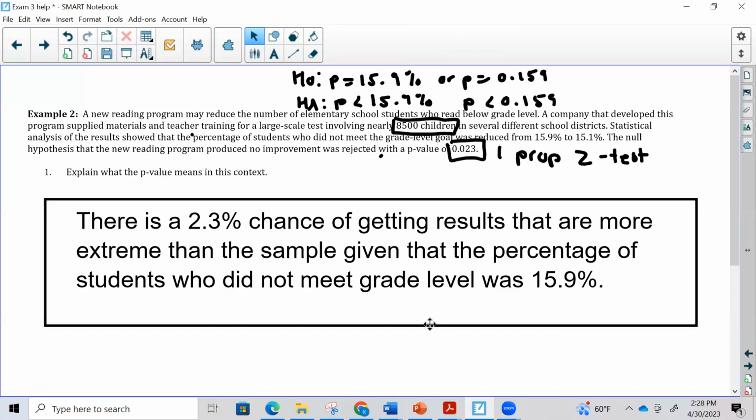And this time we're doing it for a one proportion z-test versus a two sample proportion test. So please let me know if you have any questions about that. Again, make sure you know how to explain the p-value and the definition.